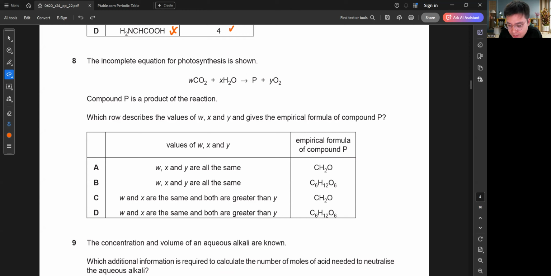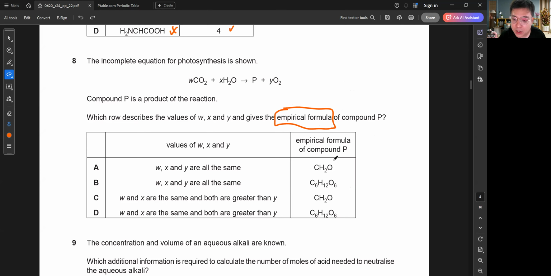Okay, number 8. All right. So number 8, the incomplete equation for the photosynthesis is shown. So looks like we just need to balance the equation. Okay. And gives the empirical formula of compound P. So please remember, empirical formula is the smallest possible combination. So like maybe we know that C6H12O6 is what we will get, right?